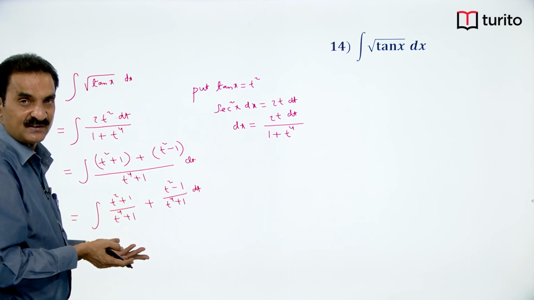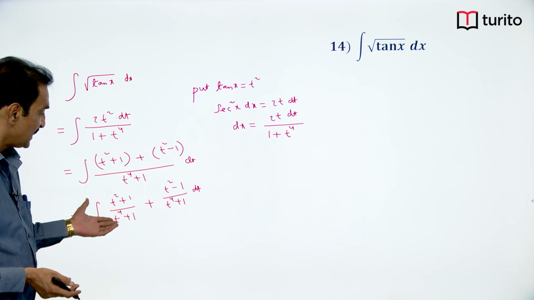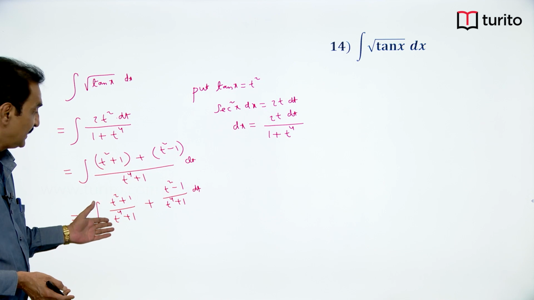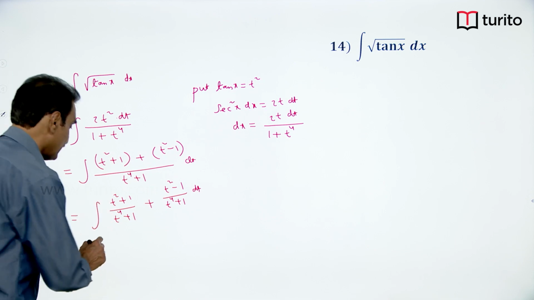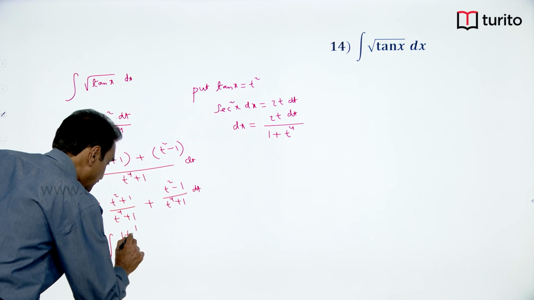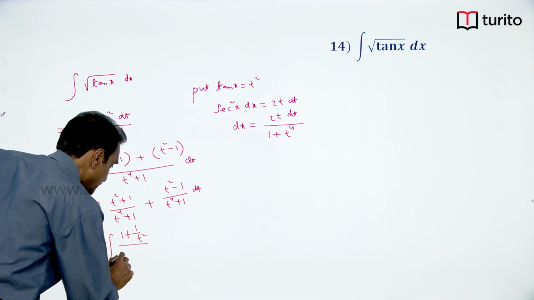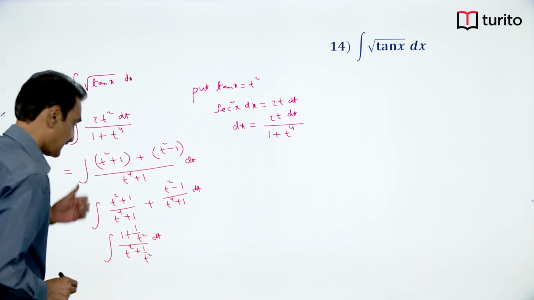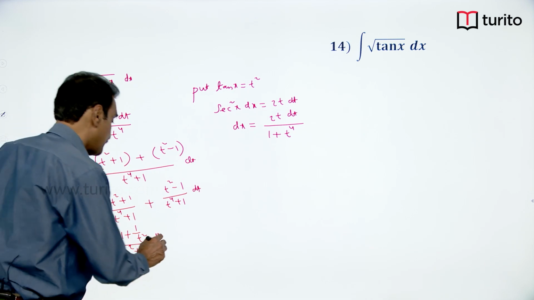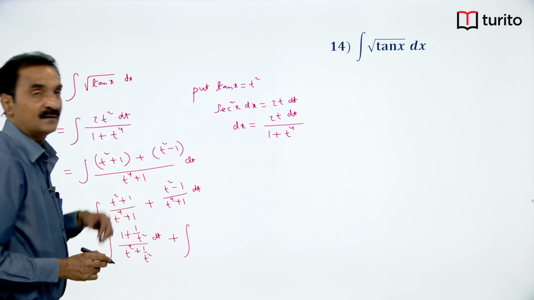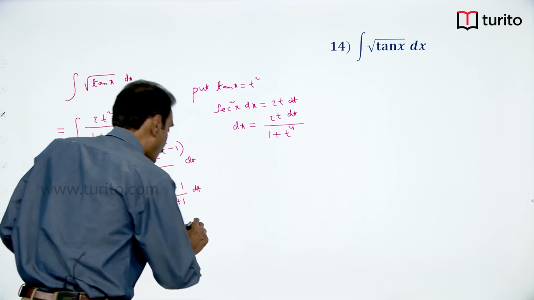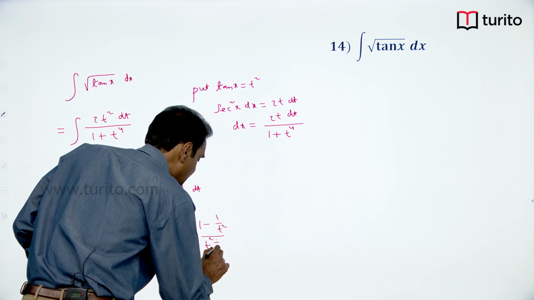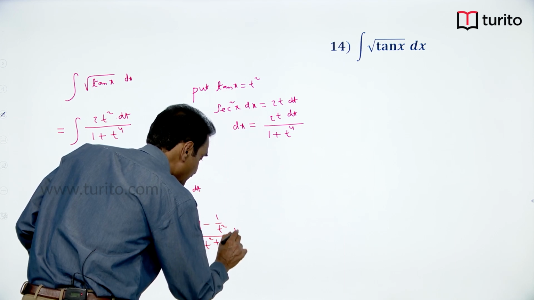And we have already discussed in today's class this model. You have to divide numerator and denominator by t square. Here numerator will become 1 plus 1 by t square by t square plus 1 by t square, plus this one, 1 minus 1 by t square by t square plus 1 by t square.